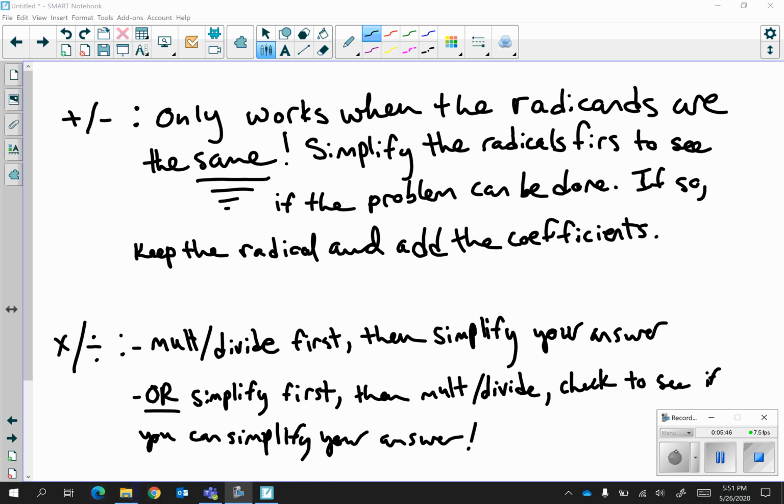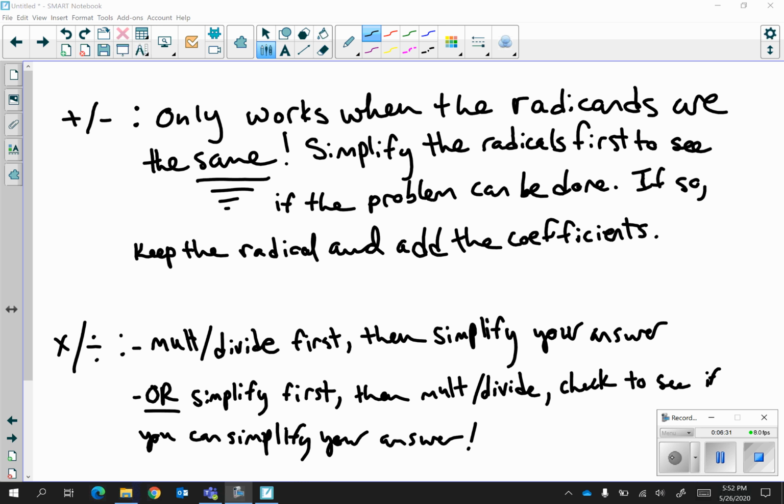So to sum it up, when you are adding and subtracting radicals, it only works if the radicands, the numbers underneath the radicals, are the same. If they happen to be the same, then what you're going to do is keep the radical and add the coefficients or subtract them. If they're not the same, try to see if the radicals that are there can be simplified, and if they can be simplified, the radicands now match, that way you can be able to do the problem. If you simplify and you still can't match the radicands, then the problem can't be done.